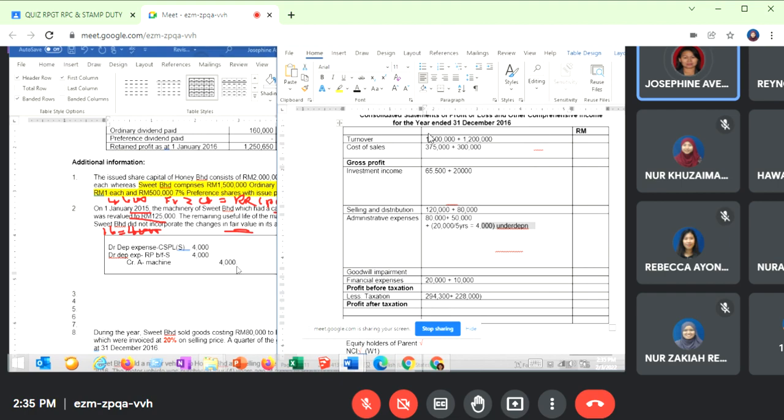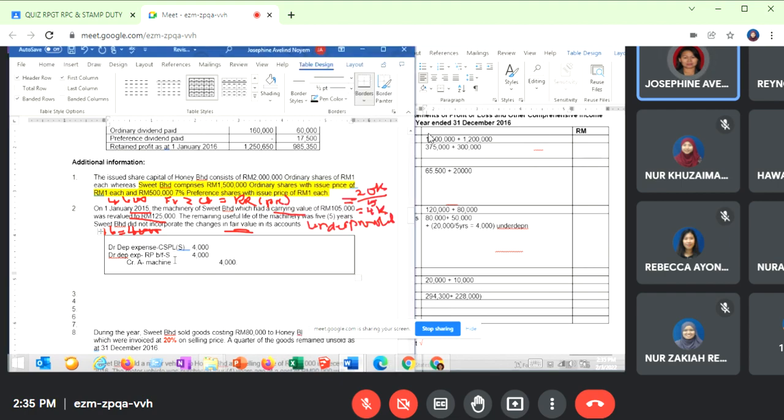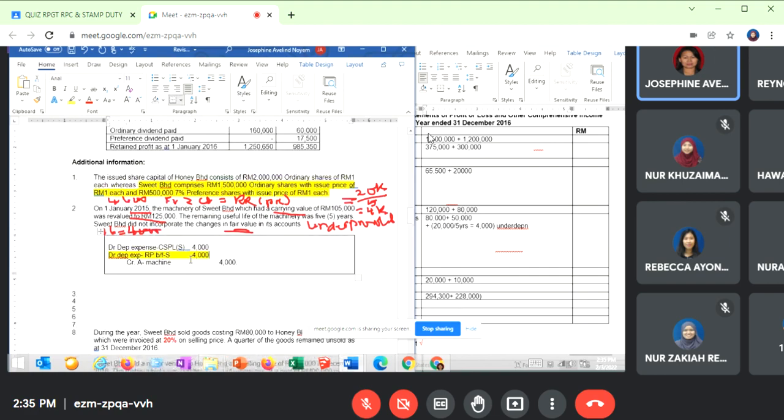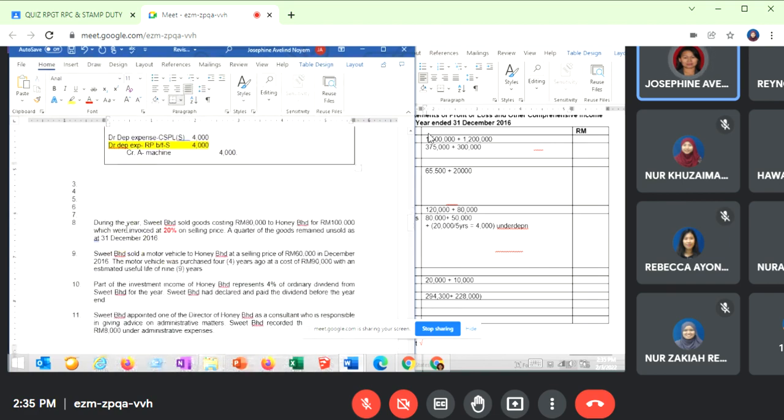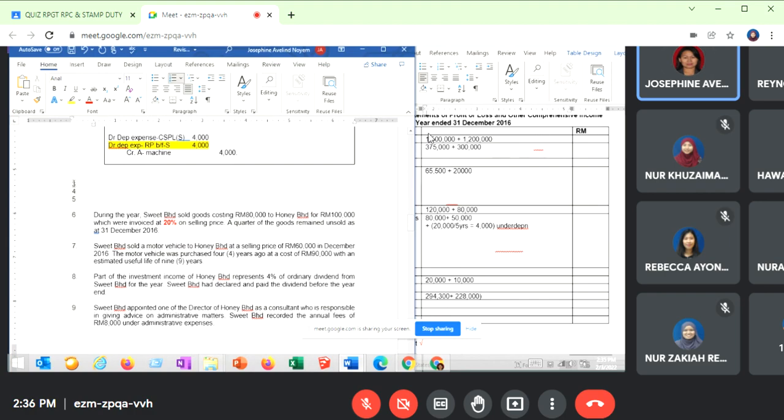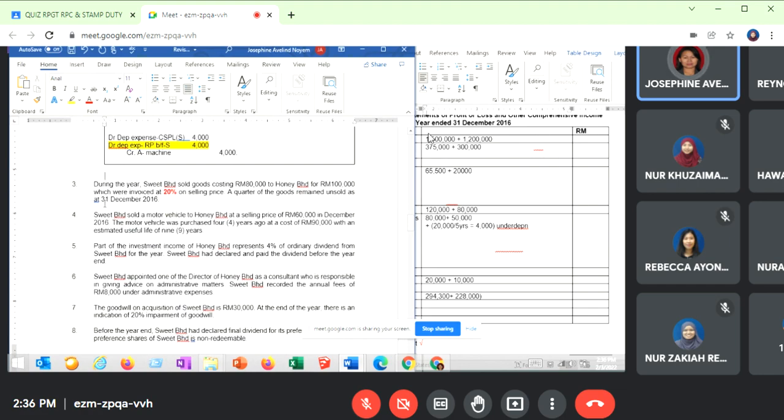Okay, all right. Then for this retained profit, later on, when you go to the other statement, then you will incorporate this adjustment. Okay, so you leave this first. All right, then we go to info number 3. Okay, we look at info number 3.